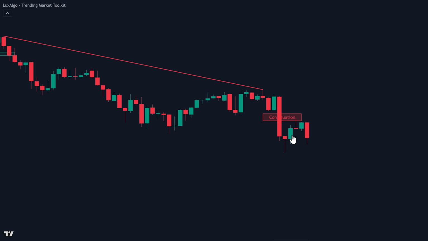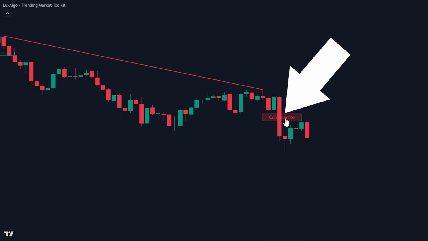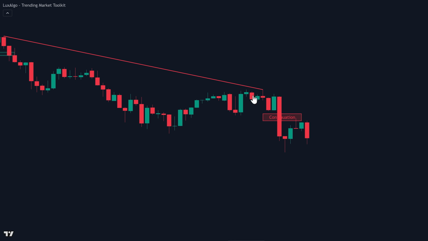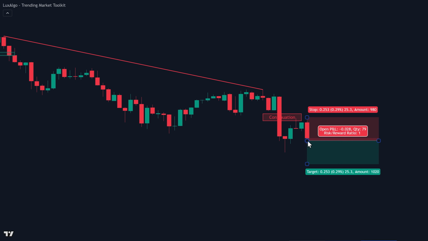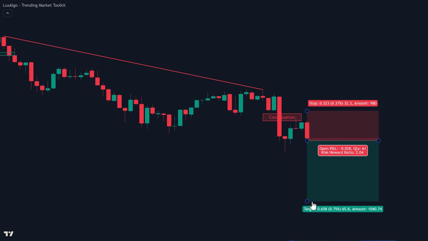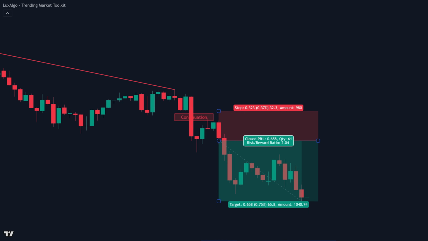On the other hand, the same indicator detected a trend continuation, showing that the price is likely to keep moving in the same direction. If we sold here, place stop loss above the continuation box and aim for a risk-to-reward ratio of 1 to 2. We would have made money too.